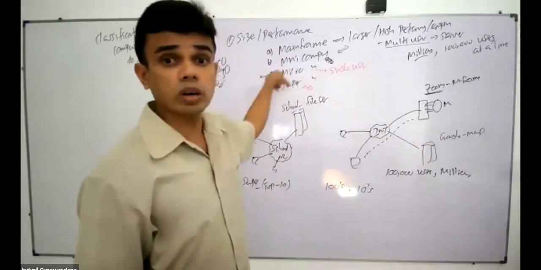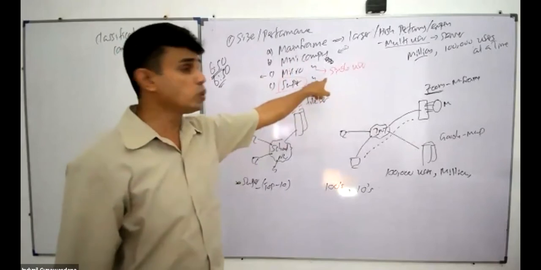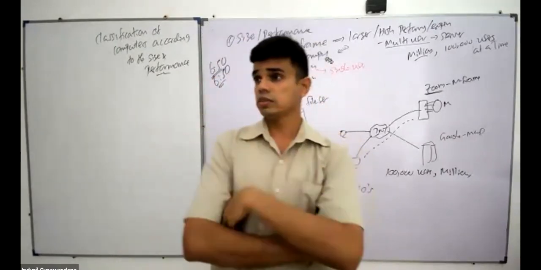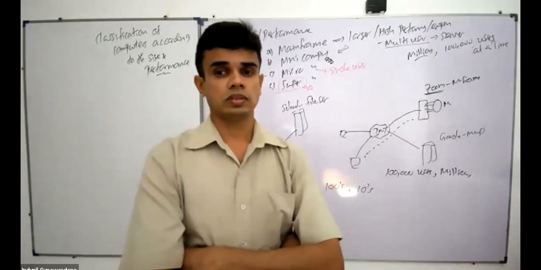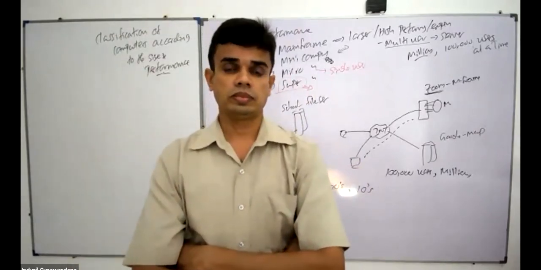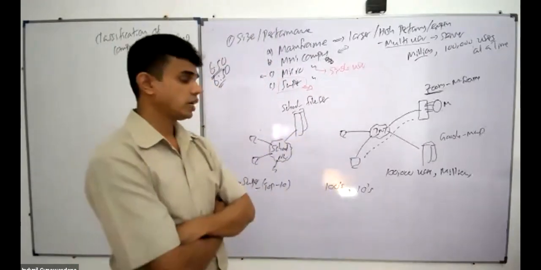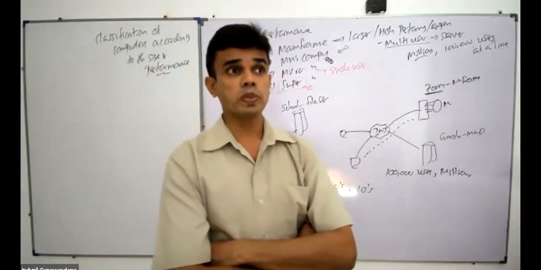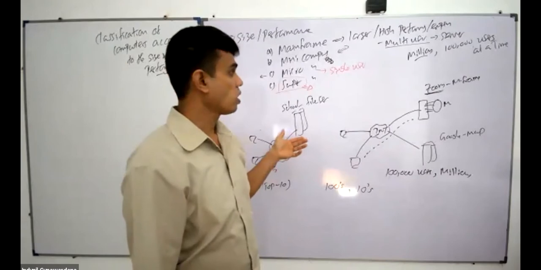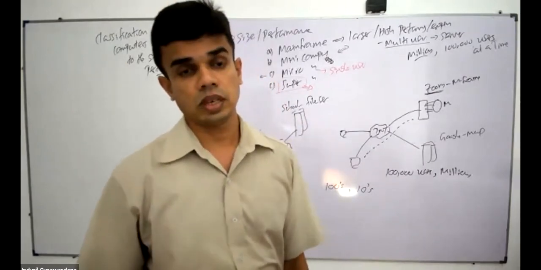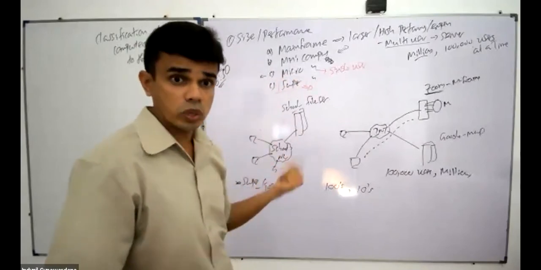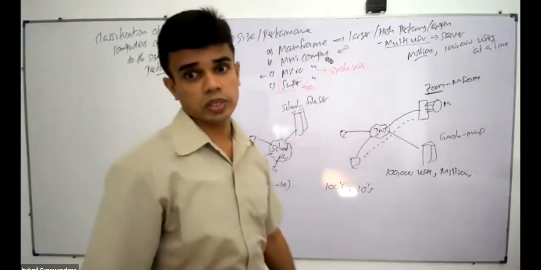Now we go to the third category, microcomputers. Microcomputers are single user computers where only one user can use it at a time. Example, laptops, smartphones, desktop computers. Then we don't need to connect them to the networks, they are just ordinary computers of yours and mine. Then we'll go to the next category called as supercomputers.